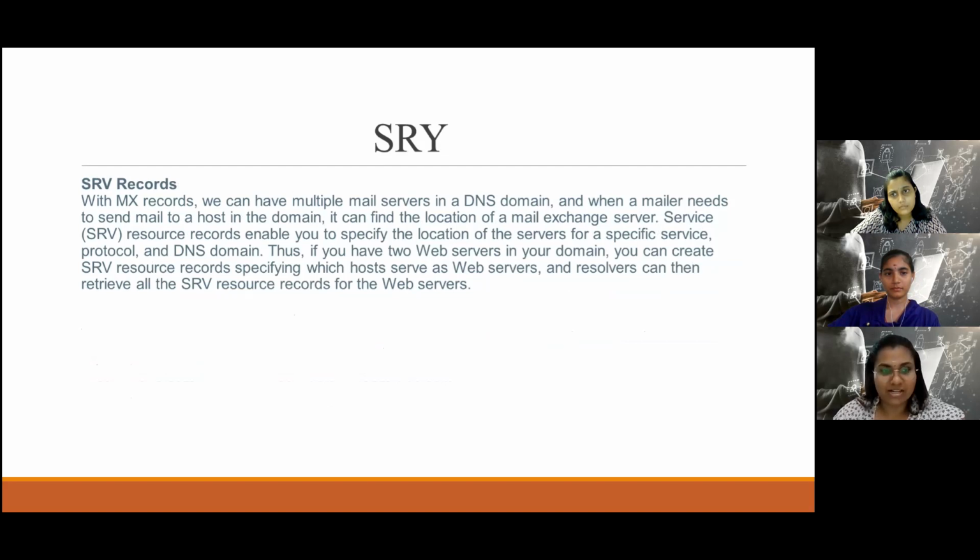SRV records. With MX records, we can have multiple mail servers in a DNS domain. And when a mailer needs to send mail to a host in the domain, it can find the location of a mail exchange server. Service SRV resource records enable you to specify the location of the servers for a specific service protocol and DNS domain. Thus, if you have two web servers in your domain, you can create SRV resource records specifying which hosts serve as web servers, and resolvers can then retrieve all the SRV resource records for the web servers.